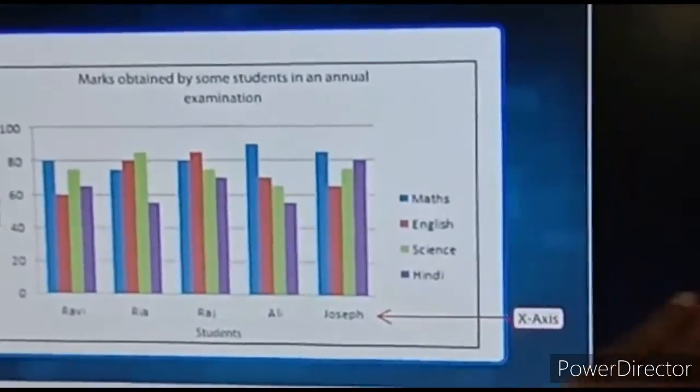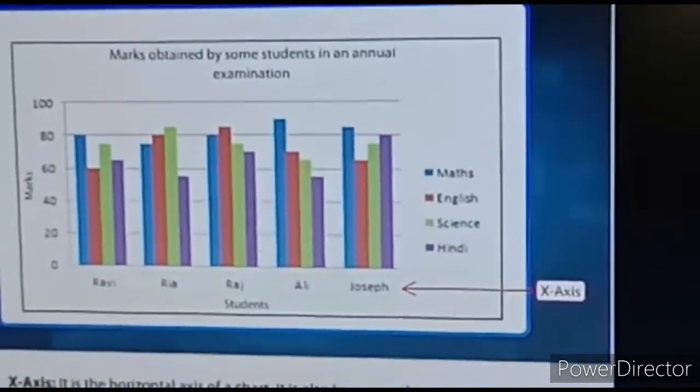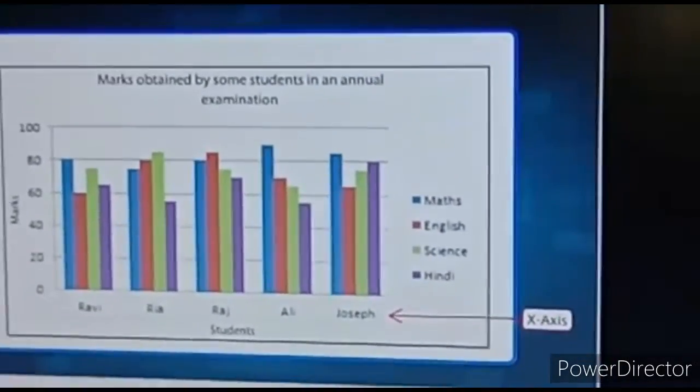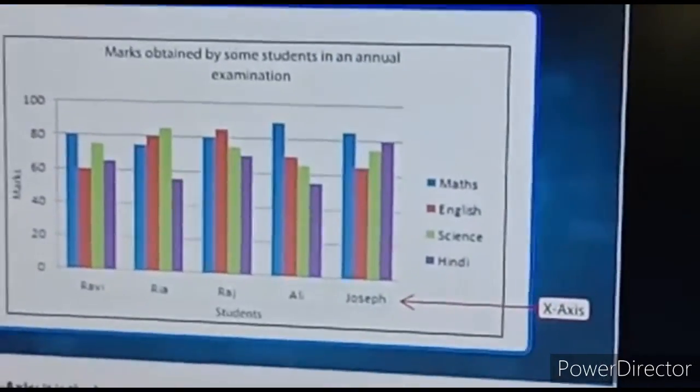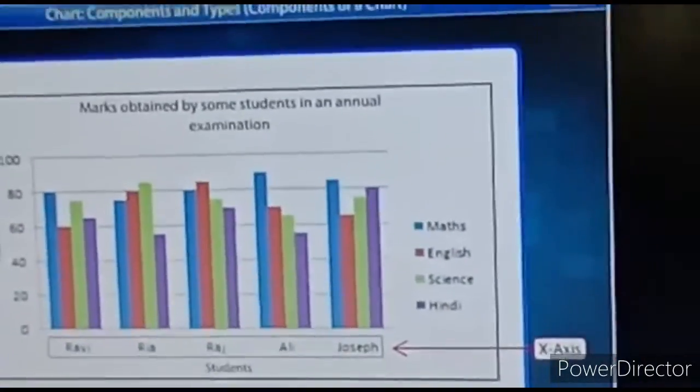So the x-axis, the horizontal line in a chart, is what is called the x-axis, and it is also known as the category axis.